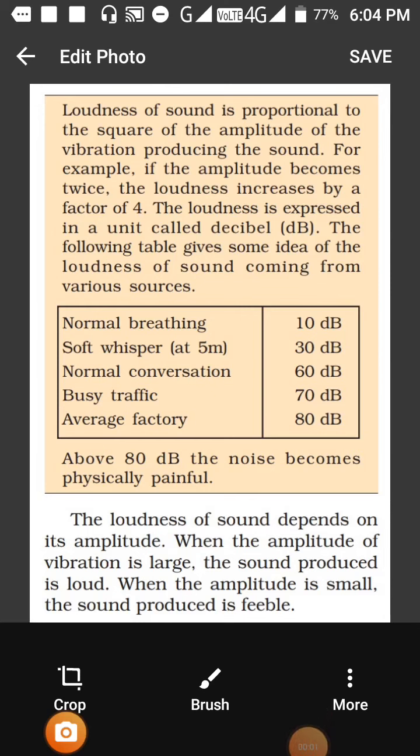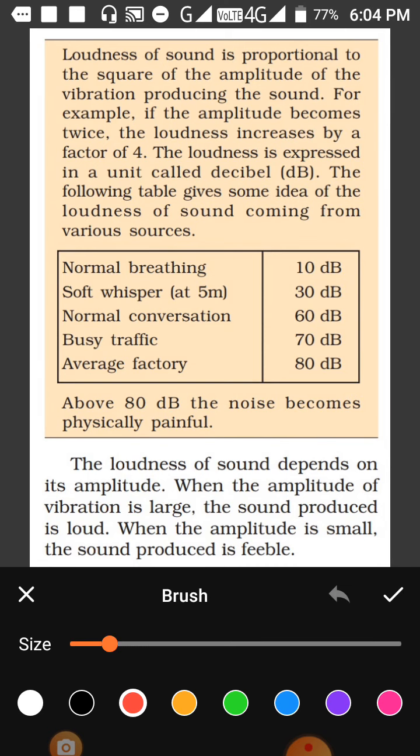Loudness of sound is proportional to the square of amplitude. It means the sound will be loud depending upon the square of the amplitude, the distance moved which we discussed. For example, if the amplitude is twice, then the loudness will become square of it.